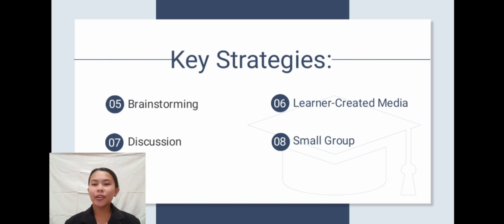So in summary, these strategies emphasize students' participation, collaboration, and active learning. They move away from passive listening and towards active engagement, making learning more meaningful and effective. So remember, the best strategy often depends on the specific learning objective and the students' needs.